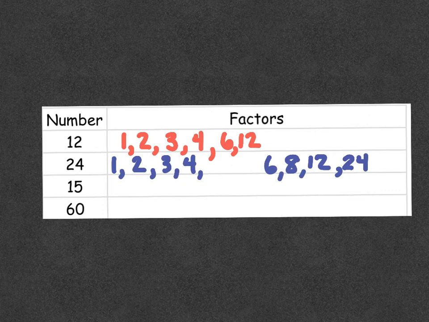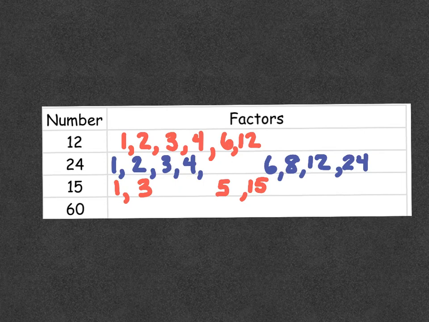All right, let's do 15. So 1 and 15, we always do 1 times the number that we're trying to figure out what the factors are. Can 2 go into 15? Nope. Can 3 go into 15? Yep. 3 times 5. Can 4 go into 15? Nope. So that is our list for 15.